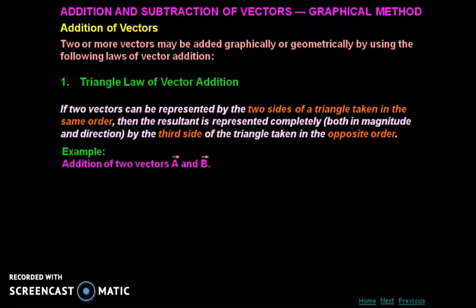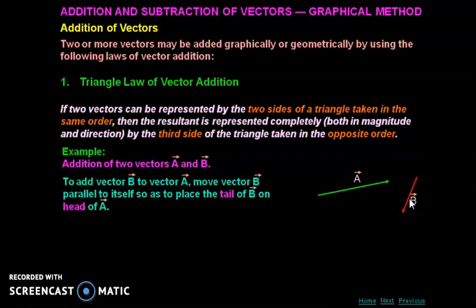As the name suggests, there should be two vectors, and the vectors should be in terms of the sides of a triangle. As you can see here in the diagram, this is vector A. Now you can take any vector B. These are not initially joined, but we will join these vectors according to our law of vector addition. If we use the triangle law of vector addition, these are the two vectors, A vector and B vector.